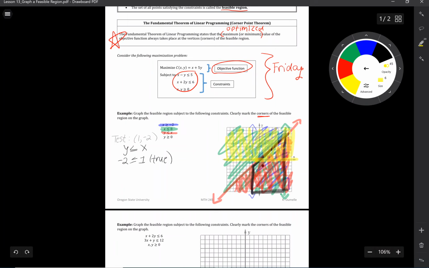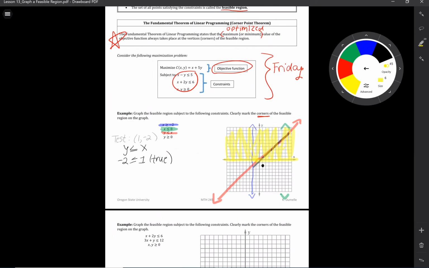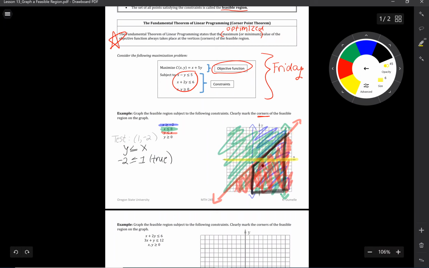Oops, I just erased everything. That was terrible. Oh, here we go. There we go. So this tells me that my feasible region here is where my four colors intersect. It's kind of hard to see, but I'm between these two vertical lines with the red portion and the yellow portion. So that means that my feasible region is right here.